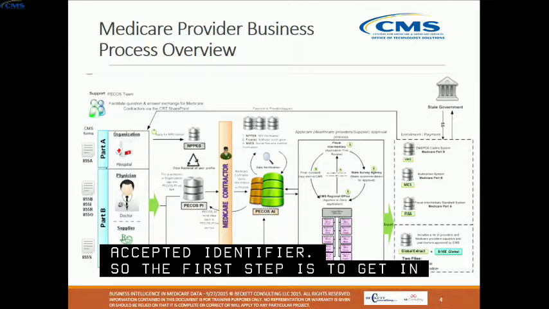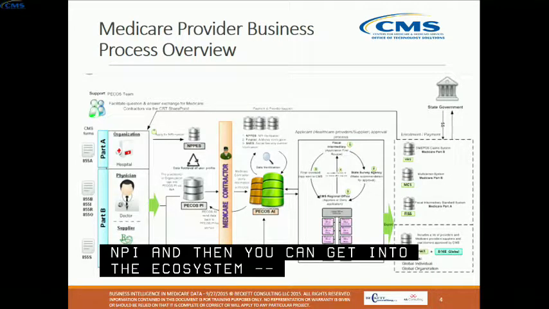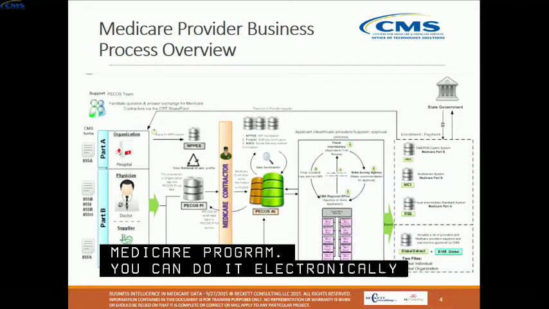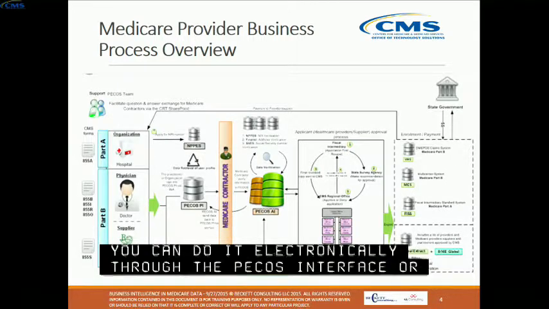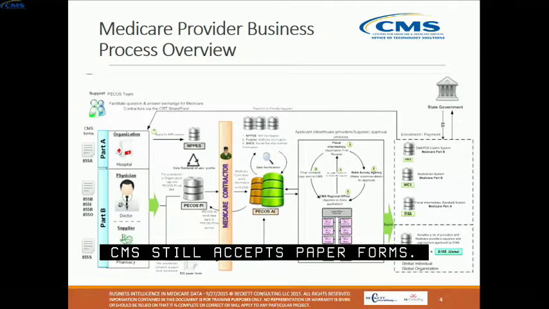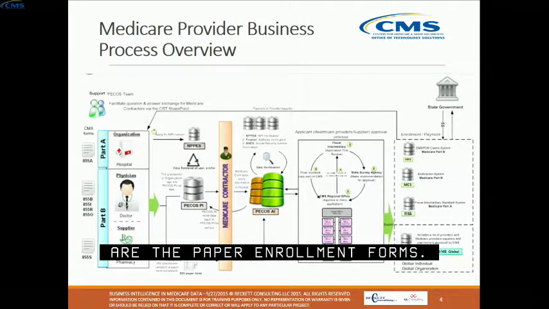allows you to enroll, actually apply to enroll in the Medicare program. And as you see here, you can do it a couple different ways. You can do it electronically through the PACOS PI provider interface, or CMS still accepts paper forms. You'll see these 855 A, B, I forms on the left here. Those are the paper enrollment forms. And about 50% of the applications for enrollment still come in on paper.